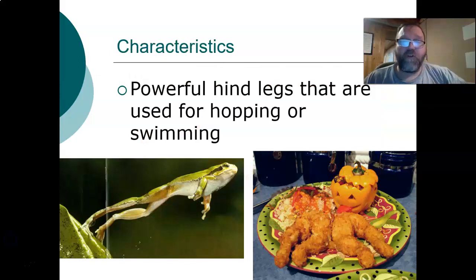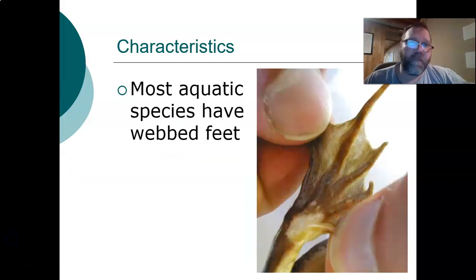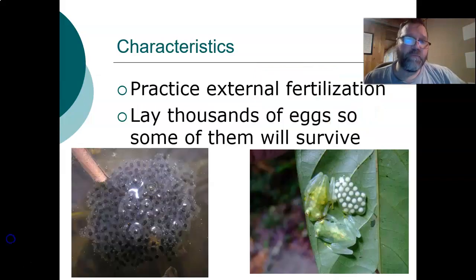Characteristics. They have powerful hind legs. This is both for frogs and toads. That are useful for hopping and swimming. And on the left, you see a frog hopping. On the right, you see, what does that look like? It looks like frog legs, deep-fried frog legs. Since they're really strong, powerful muscles, they're often a delicacy to eat. Most aquatic species have webbed feet. That helps them when they're swimming or paddling in water.